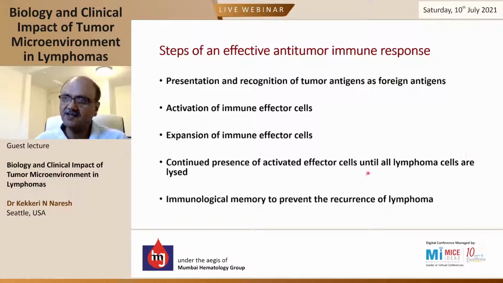And beyond that, there also has to be an immunological memory, so that in case the tumor cells again arise, the same immune cells should be able to attack the recurrent lymphoma cells to prevent recurrence. So this is what an effective immune response needs.